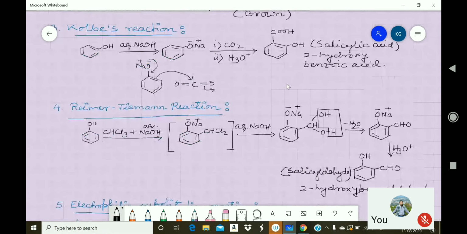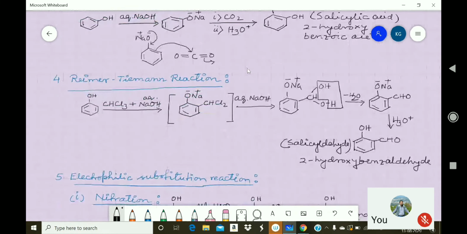Then next, another important reaction is the Reimer-Tiemann reaction. The Reimer-Tiemann reaction is carried out with chloroform in the presence of alkali. That is, when phenol is treated with chloroform and alkali, first of all, at the ortho position, this CHCl2 group comes. The aqueous alkali present in the medium displaces, substitutes this halogen, giving rise to this intermediate.